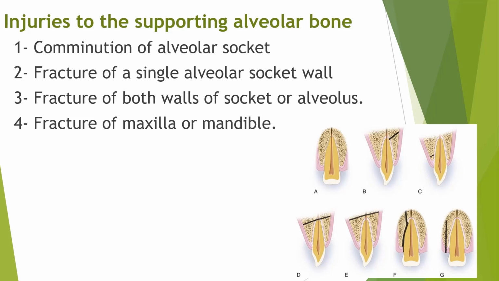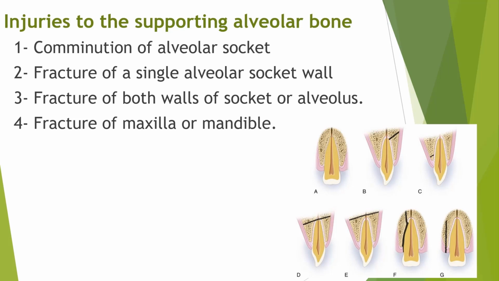النوع الأول اللي هو comminution of the alveolar socket اللي راح يصير هنا راح يصير crushing of the alveolar socket, mostly occur within the intrusive luxation of teeth and the lateral luxation of teeth. A fracture of a single alveolar socket wall هنا اللي راح يصير انه يصير fracture either الbuccal or lingual wall of the bone.